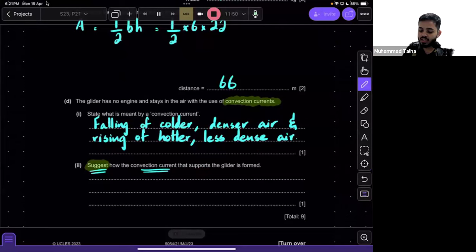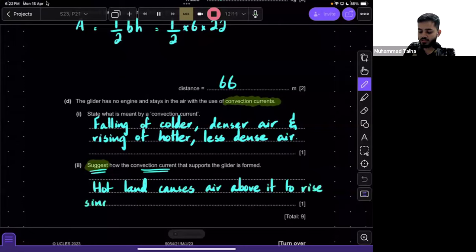So I can say this, that some hot land causes air above it to rise since it's less dense. And the colder, denser air would fall.